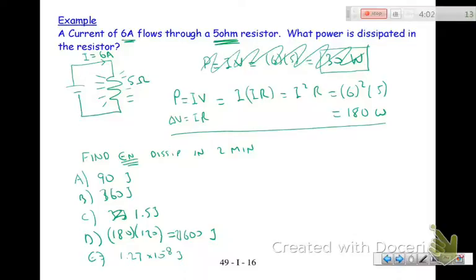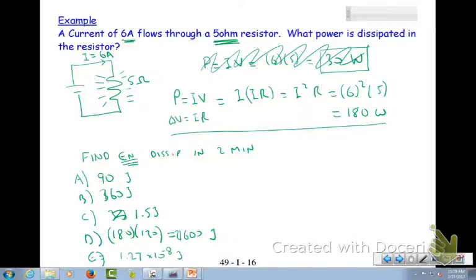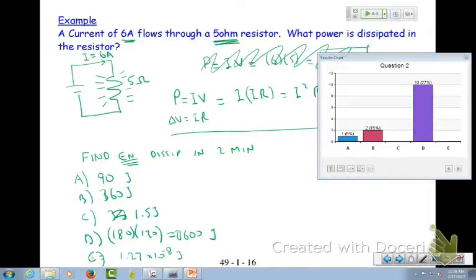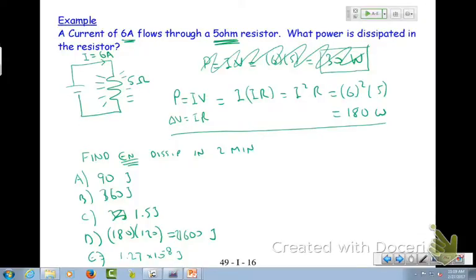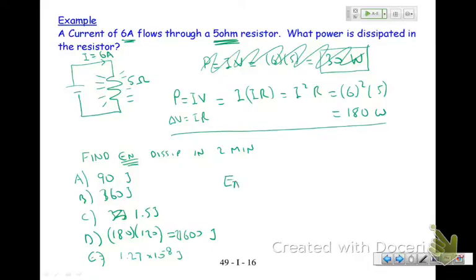So what do we get on this? Are we still? So stop it and look. Most people are saying D, which is the right answer. So energy equals the power times the time. And so that equals the power, which is 180, times the time, which is 120. Yeah, so there it is.